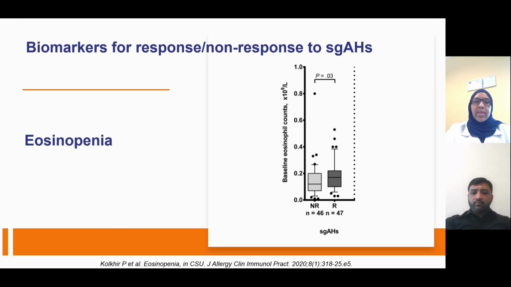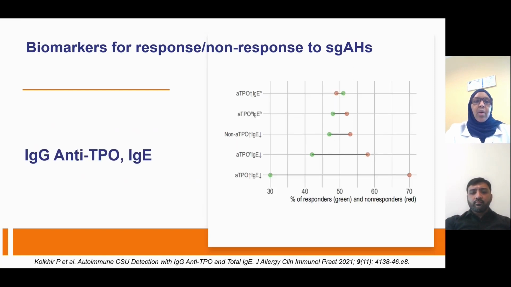In this study, we can see that patients with low eosinophil level were having poor response to second-generation antihistamine. Also, using the combination of presence of IgG anti-TPO and IgG, low IgG level was linked to good response to antihistamine compared with patients who have normal level of anti-TPO IgG or IgG level.